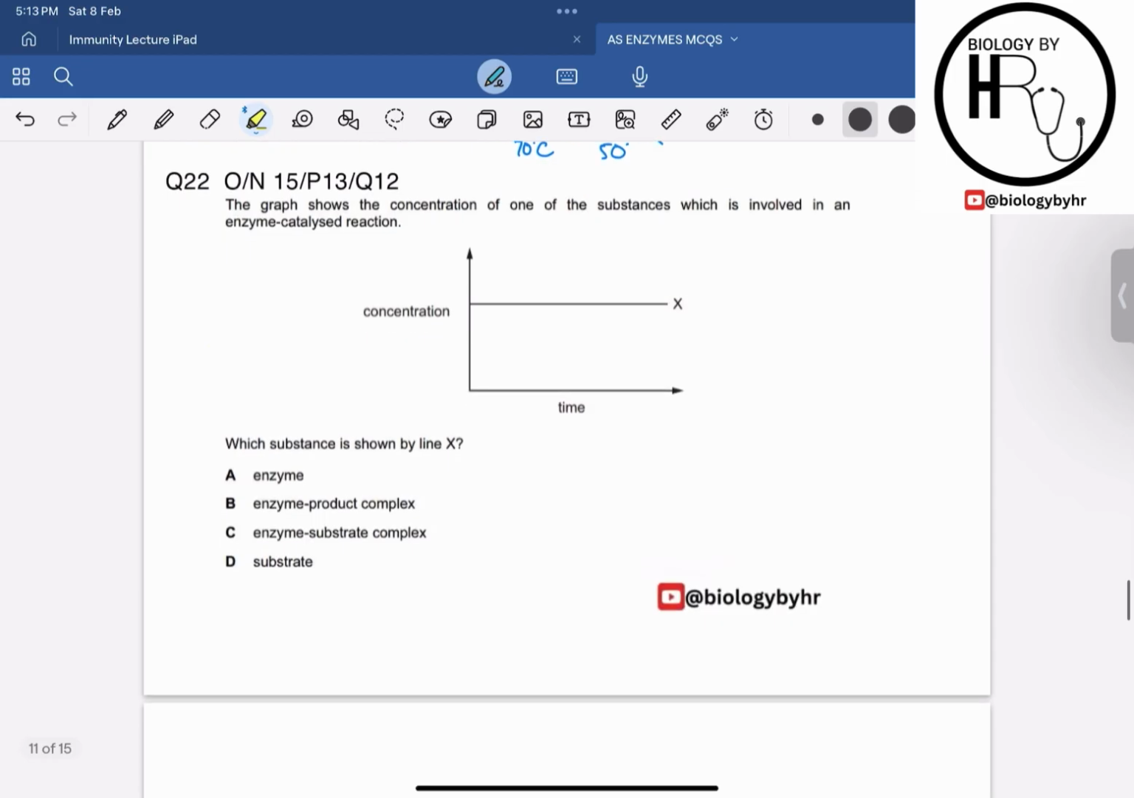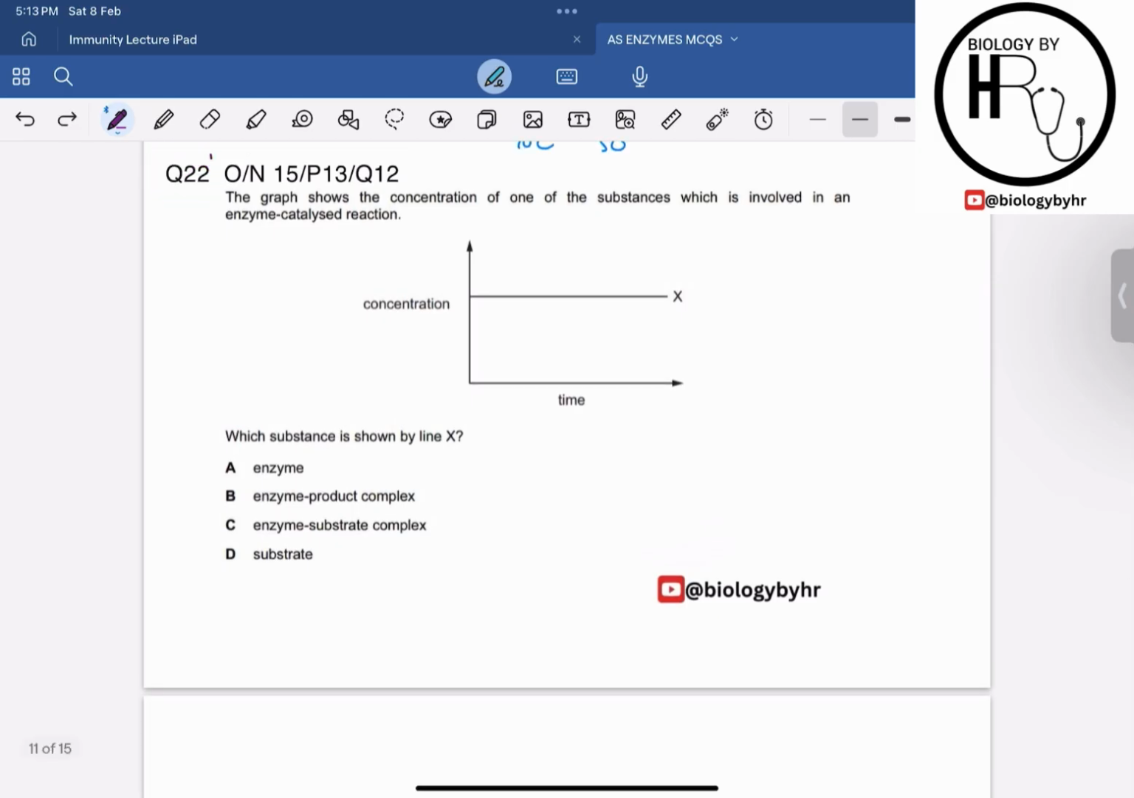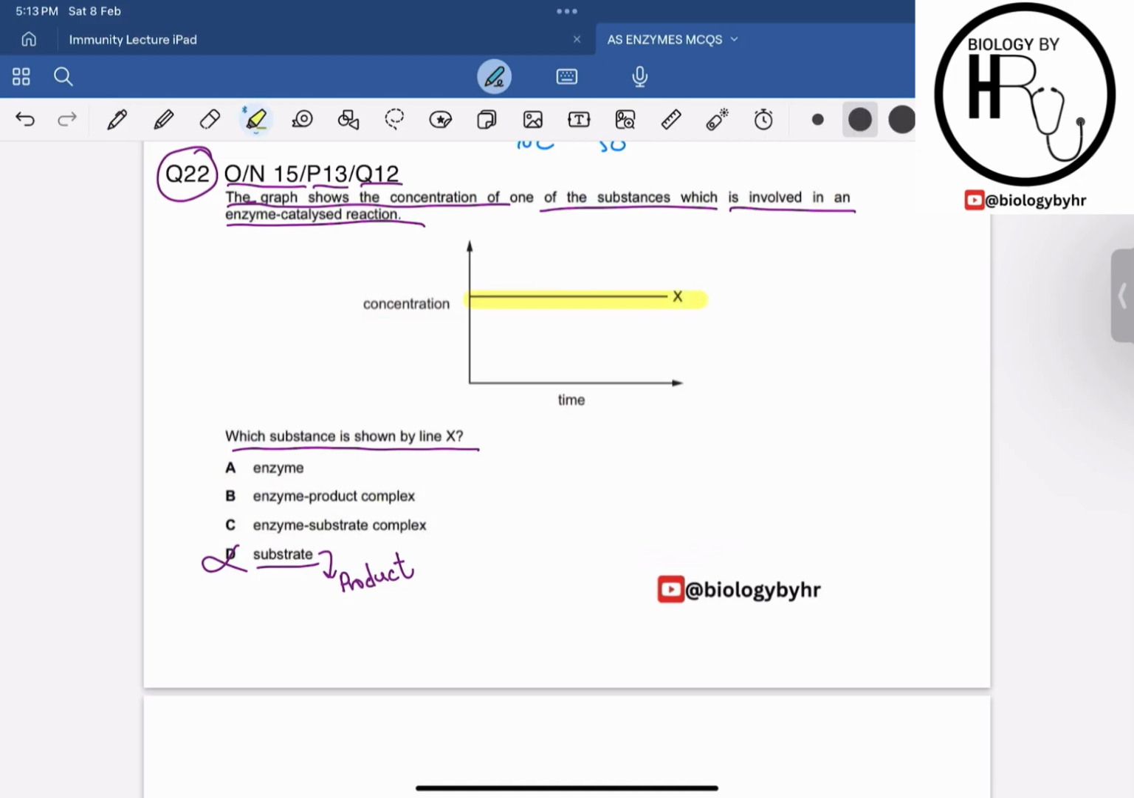Let's now move on to question 22. Question 22 is from October-November 15, paper 1-3, question 12. It says that the graph shows the concentration of one of the substances which is involved in the enzyme catalyzed reaction. Which substance is shown by the line X? Alright, so we know that the concentration of the substrate changes with time. Why? Because the substrate is going to break down to convert into the product, right? So the concentration of the substrate would not remain constant throughout the reaction, right?